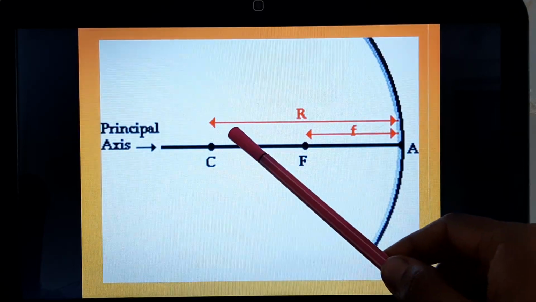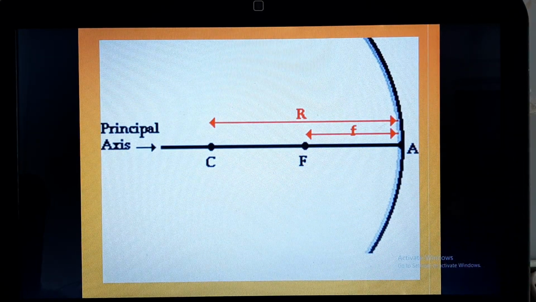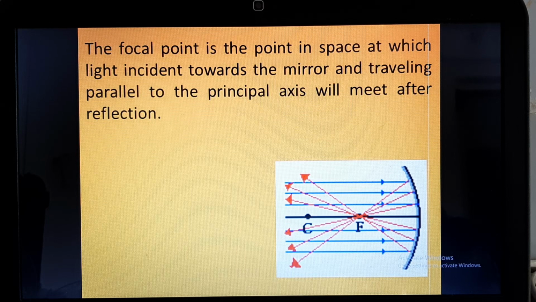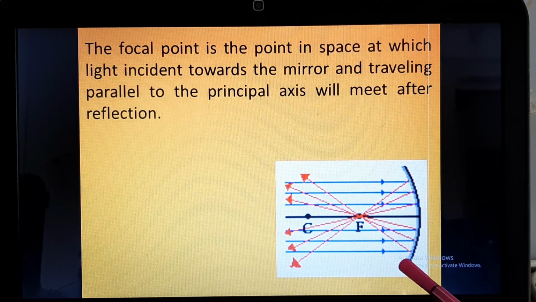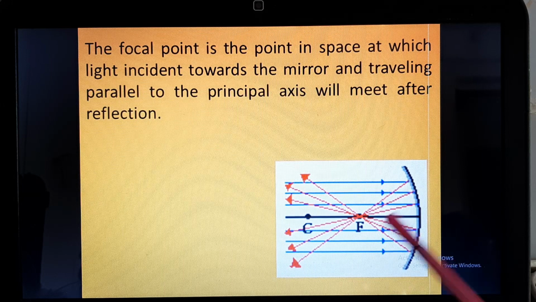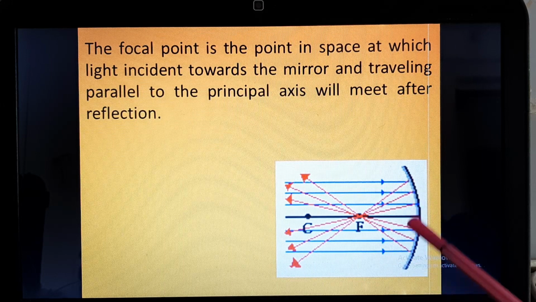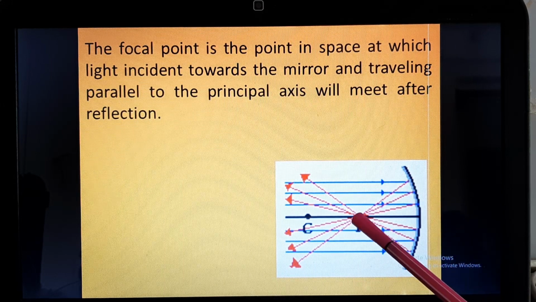What is this R? This is the radius of curvature. So first of all we'll discuss the focal point. The focal point is basically a point in space where light incident towards the mirror and traveling parallel to the principal axis will meet after reflection. So this is the parallel light which is coming to this mirror and then it is reflected back. All the rays of light will intersect each other at this focal point.